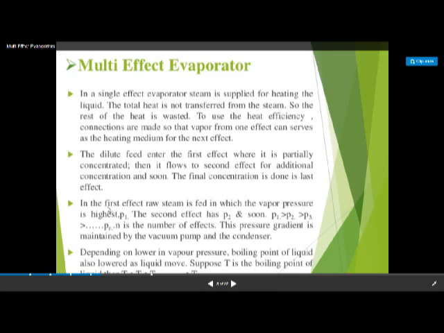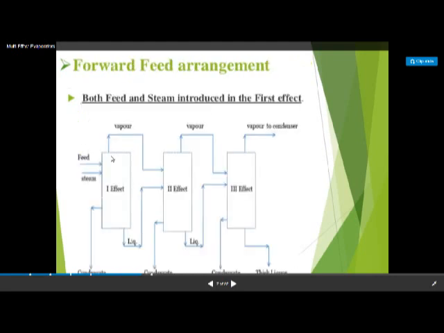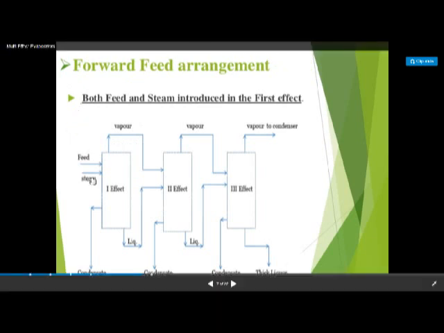So in the first effect of the multiple effect evaporator, the raw steam is introduced, right? So pressure P1 will be the highest one, the second effect has P2, and the third one has P3. So that we have discussed in the previous one, right? Now there are different feeding methods, that is the forward feed method, backward feed method, mixed feed, and the parallel feed arrangement. Now we'll discuss the first, that is the forward feed method. In case of the forward feed method, both the feed and the steam are introduced into the first effect.